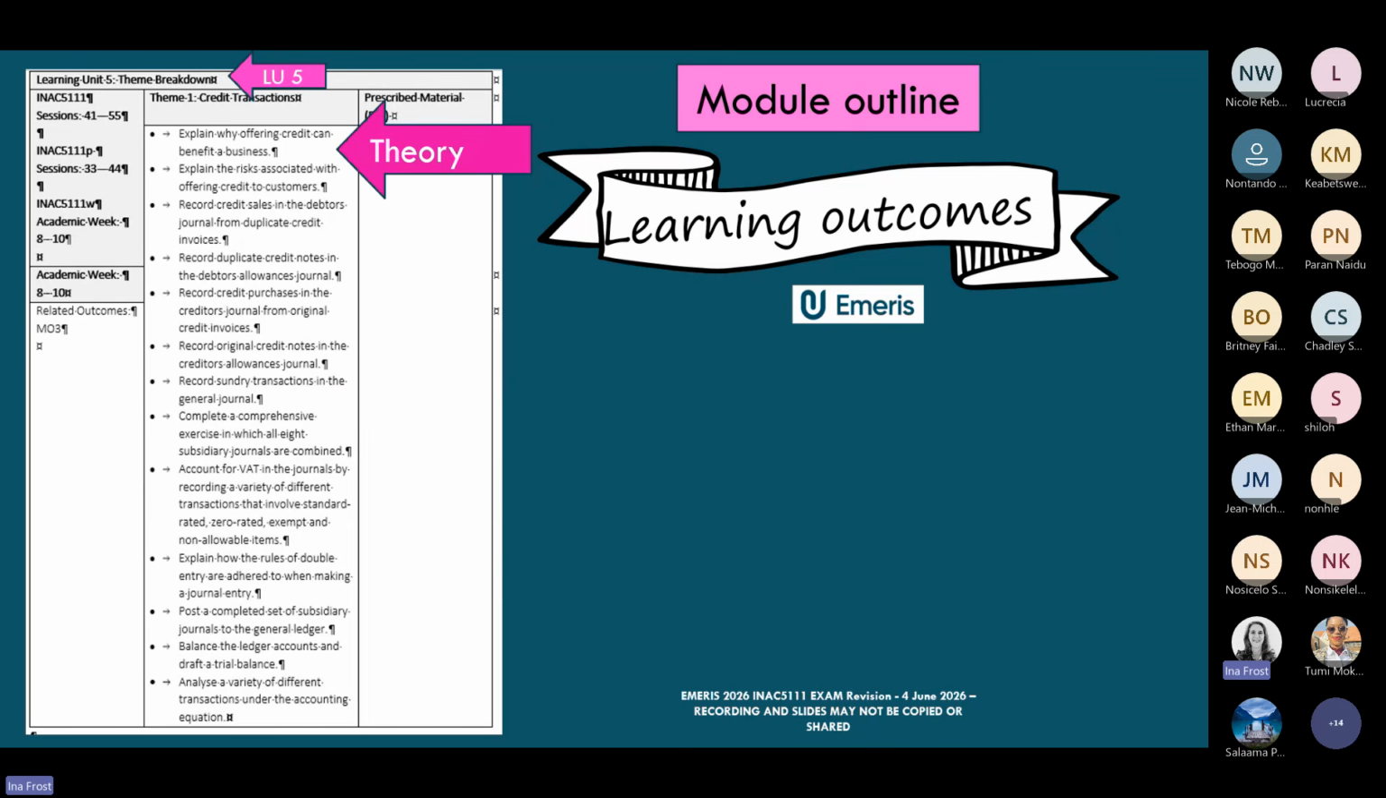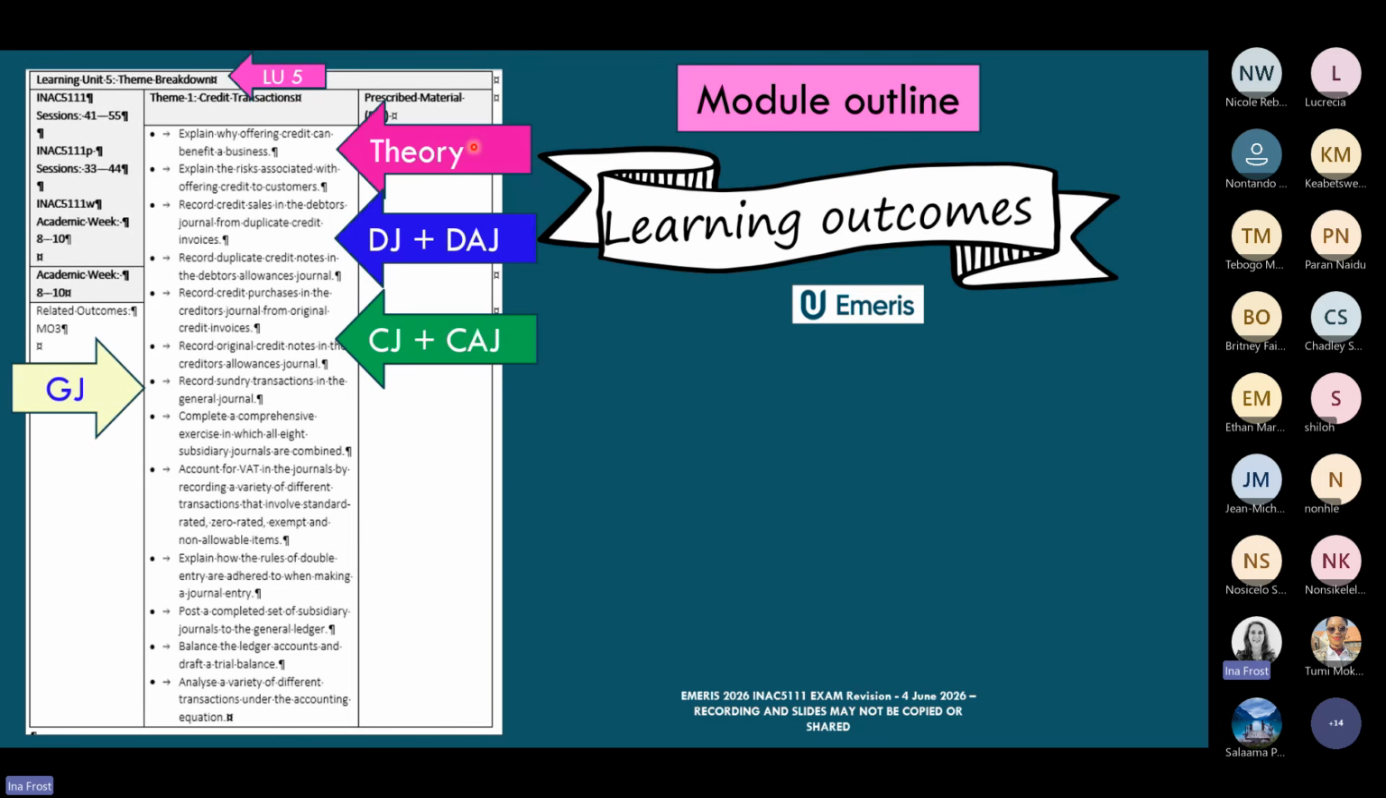I think we can actually expect this now. The first thing they tell us they expect of us to know in Learning Unit 5 is know your theory. Then they want to make sure you can do a debtors and debtors allowances journal, creditors and creditors allowances journal. You need to know how to do a general journal. And then there is example 5.1 in Learning Unit 5 that covers all of the journals.